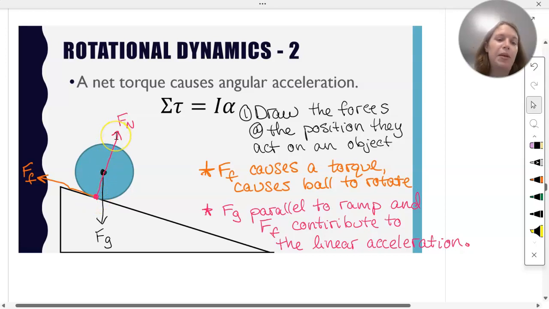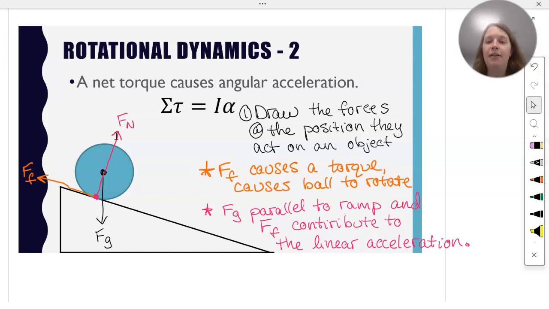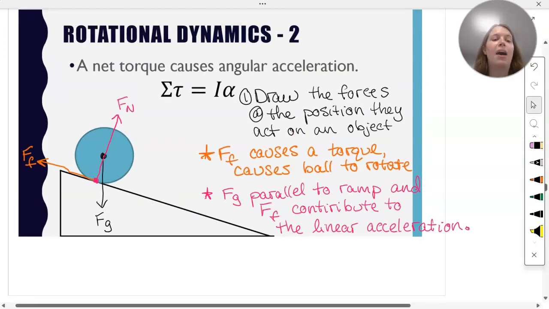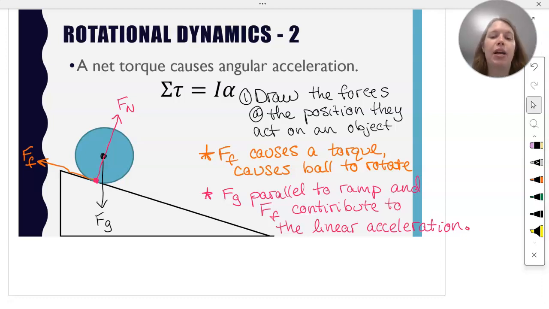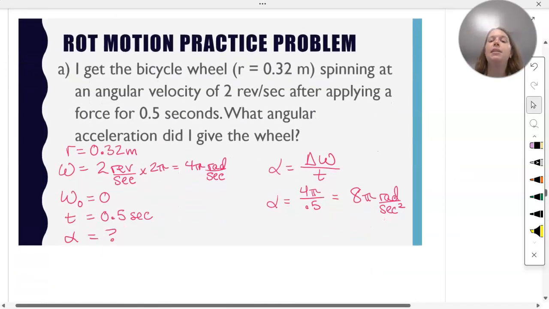Fn does not cause a torque because it's acting parallel to the radial line there. Fg would, however, contribute to the linear acceleration of an object as well as Ff. So the part of Fg that points down the ramp plus the Ff, which points up the ramp, so we would call that negative, would contribute to whatever linear acceleration this object has. But if we think about the angular acceleration, we want to think about the torque caused by the force of friction.